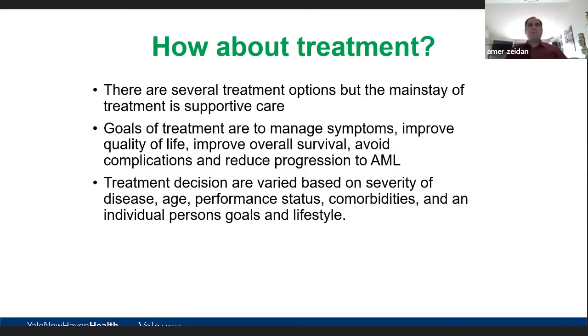So now that we have made the diagnosis, we have decided on the risk group, and we decided that the patient has lower risk MDS. How do we go about treatment? Here, one of the other speakers today will be talking about management of higher risk MDS. So the rest of these slides are going to be focused on lower risk MDS.